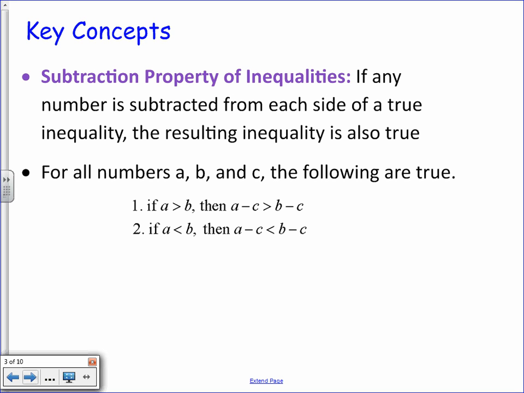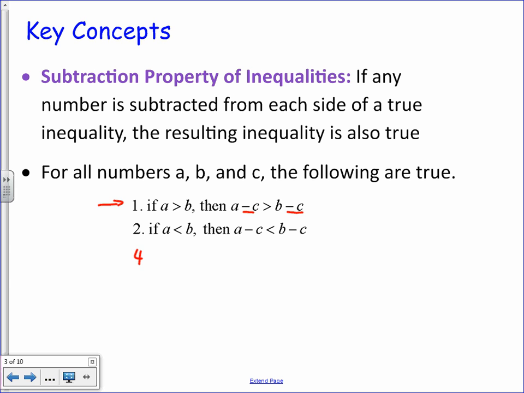Here's the subtraction property of inequality. Go ahead and get this copied down, and then I'll explain it. The subtraction property of inequality states that if any number is subtracted from each side of a true inequality, the resulting inequality is also true. So for the numbers a, b, and c, the following are true. If a is greater than b, then if I subtract c from both sides, a minus c is still going to be greater than b minus c.